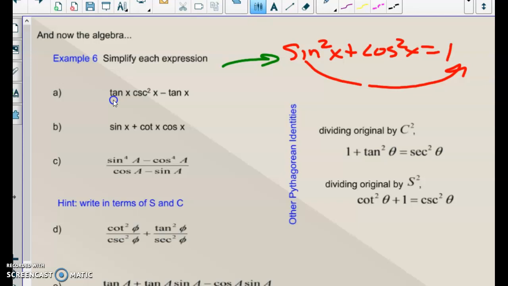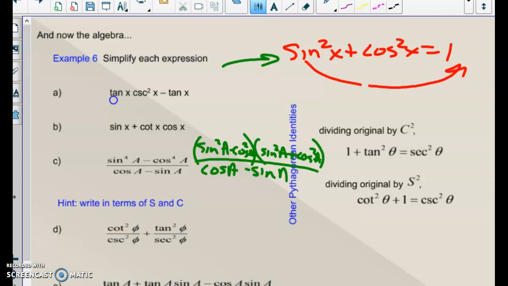So then let's factor. Second method I'm going to talk about here is factoring. So we have the sine to the fourth minus the cosine to the fourth. I'm going to use the difference of squares here. And I'm going to get sine squared a minus cosine squared a, sine squared a plus cosine squared a, all over the cosine of a minus the sine of a. Well, we know, because it's right here, that this factor with the plus in it is going to go to 1, and 1 times anything just goes away.